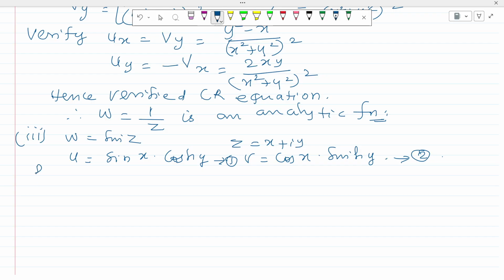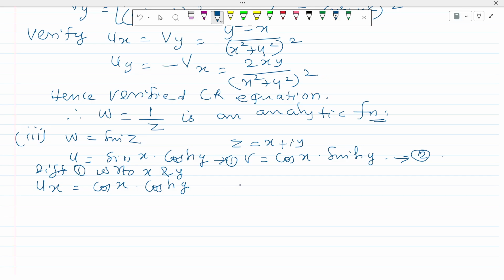Differentiate 1 with respect to x and y. What do you get? ux equal to what? Differentiate with respect to x. So sin x is there, cos hy is constant. Therefore sin x differentiation is cos x, cos hy.